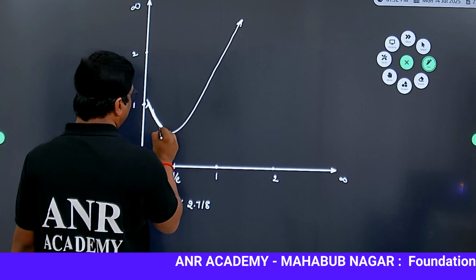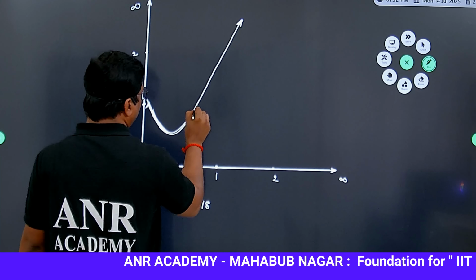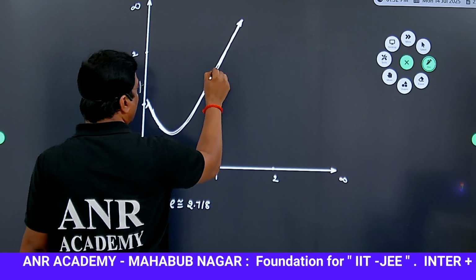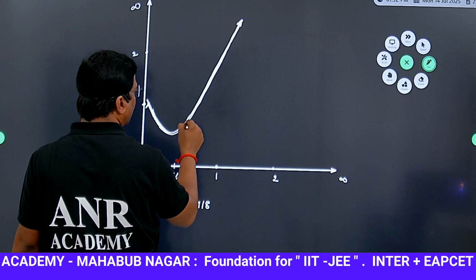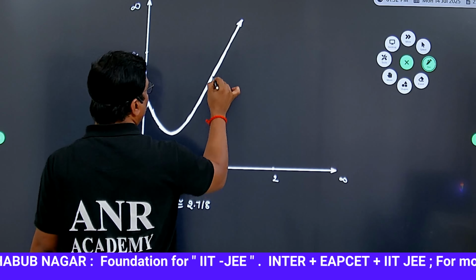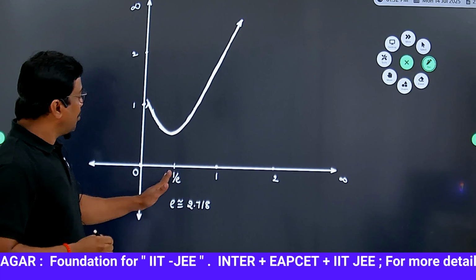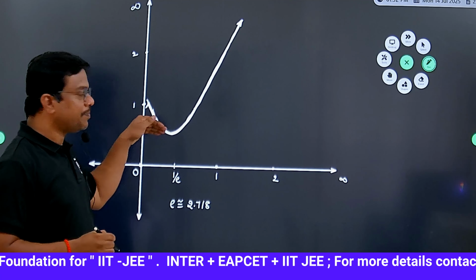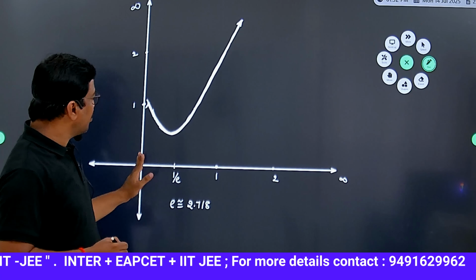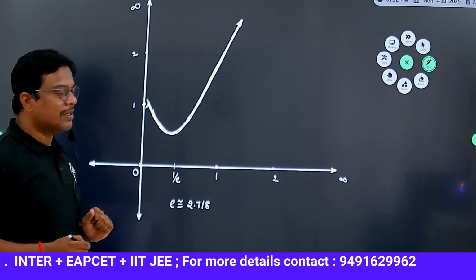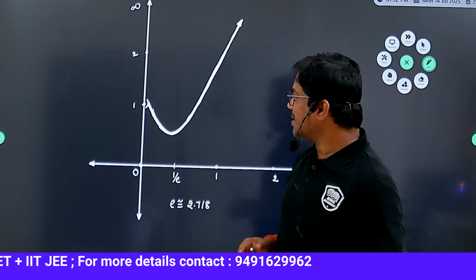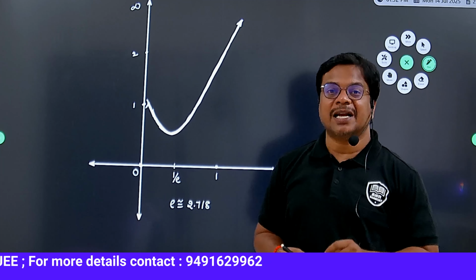So this is the graph. From 0 to 1 by e it decreases, from 1 by e to infinity it increases, and as x tends to 0 plus it approaches 1. So this is about the graph of y equal to x power x. I hope you understand everything.